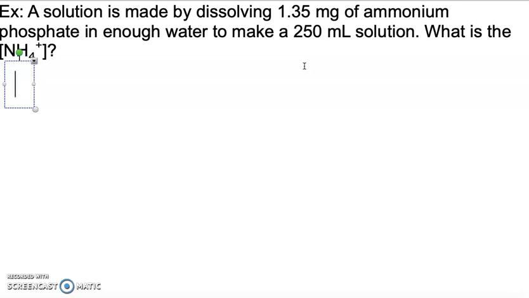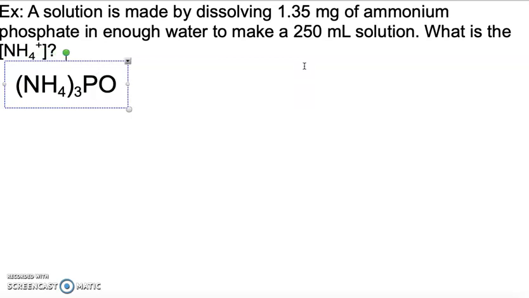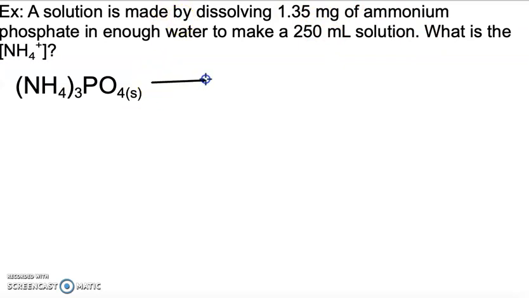So we have to start by writing out our dissociation equation. So we have ammonium phosphate. Ammonium phosphate is going to be (NH4)3PO4. Okay, in this case, I'm going to start it as a solid. I didn't do that with the last one. Why I'm going to do that with this one is because I've been given a mass being placed into a solution. Okay, so we have our arrow.